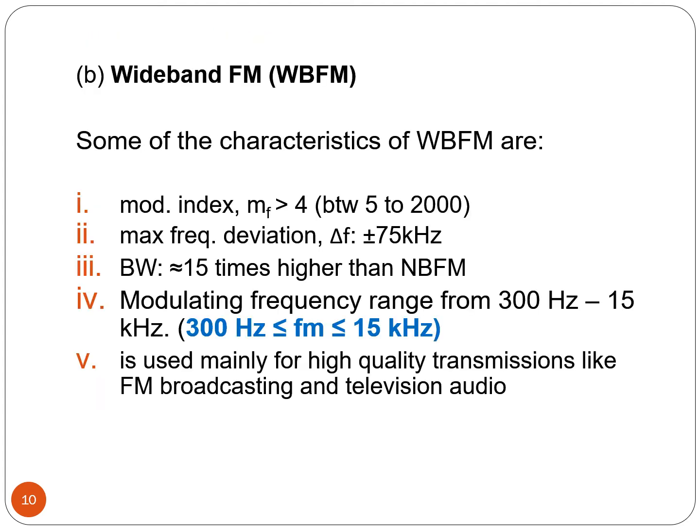The characteristics of wideband FM are: number 1, modulation index greater than 4. Number 2, maximum frequency deviation is 75 kHz. Number 3, its bandwidth is 15 times higher than narrowband FM. Modulating frequency is in the range of 300 Hz to 15 kHz. Wideband FM is mainly used for high quality transmission like FM broadcasting and television audio.